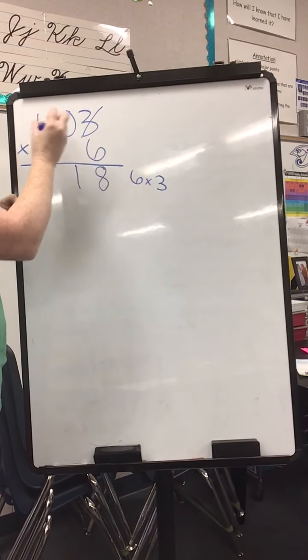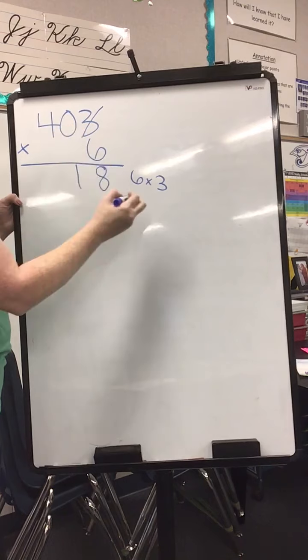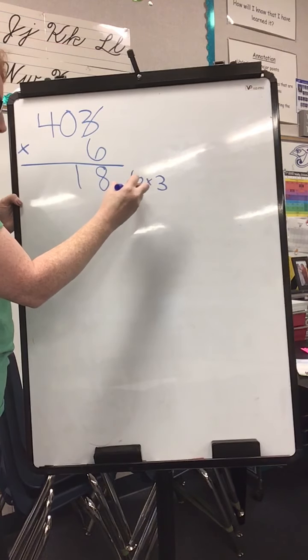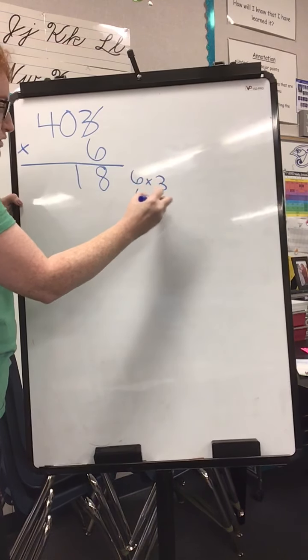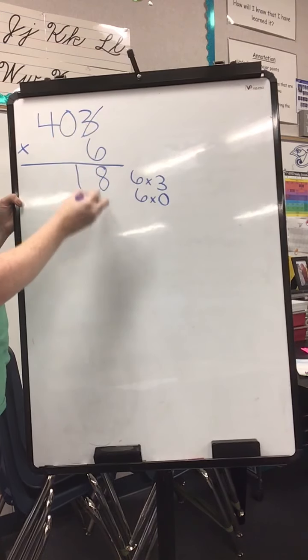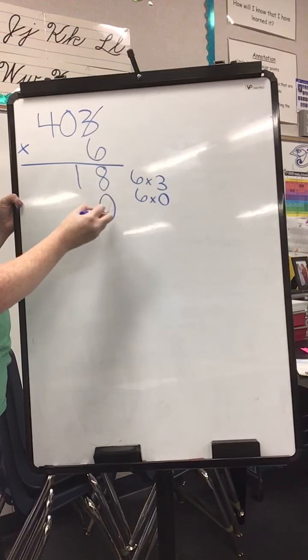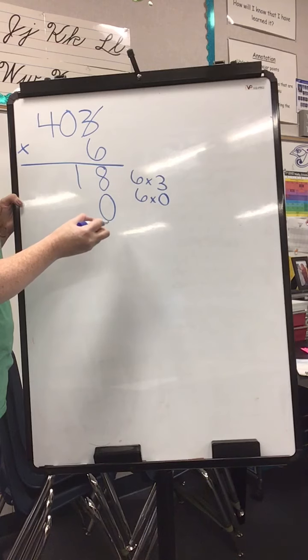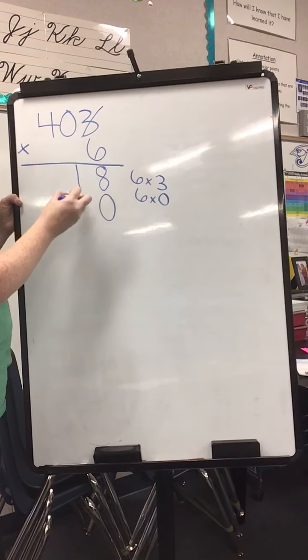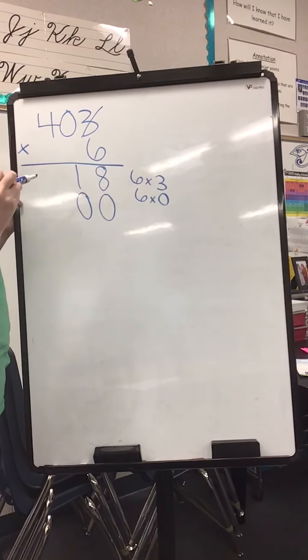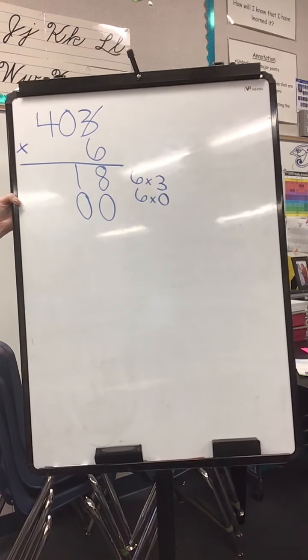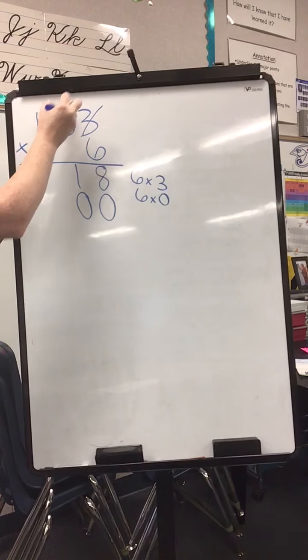Then we're going to go 6 times 0. Since the 0 is in the tens place, there's nothing there. So it's 6 times 0. And what I like to do is, because I'm not using the ones place anymore, I'm done with it, our 0, which is sometimes called a placeholder, goes there. And then 6 times 0 is 0 because there's nothing in the tens place. You can cross that off too.